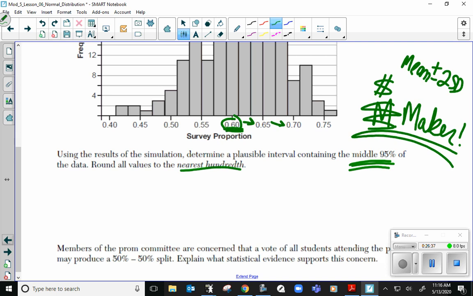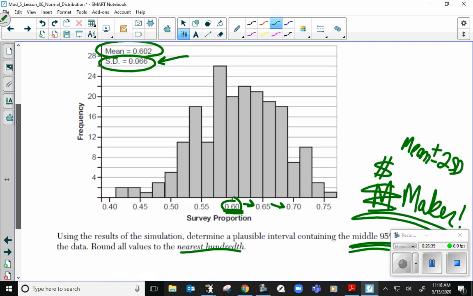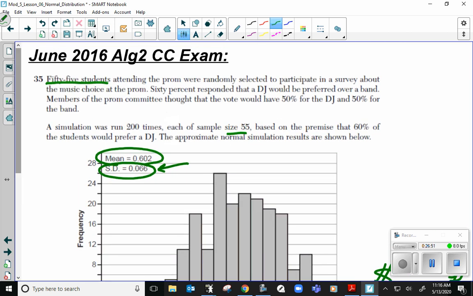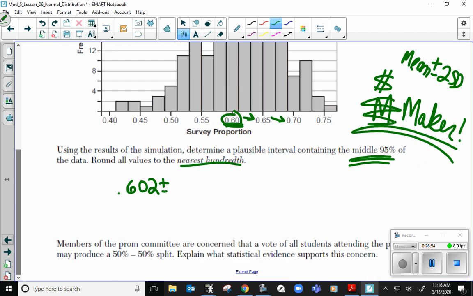So I look up here and I know my mean is 0.602. So I take 0.602 and I add and subtract. My standard deviation is 0.066. So here's where you can't make the mistake, 0.066, but it is 2 standard deviations. When I add them, I'll get my upper bound, and when I subtract them, I'll get my lower bound. That is a plausible interval. That means it's a realistic interval.